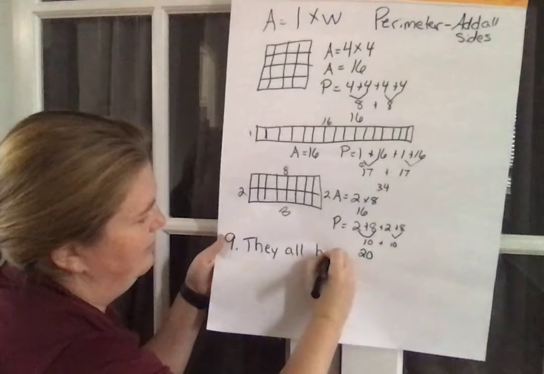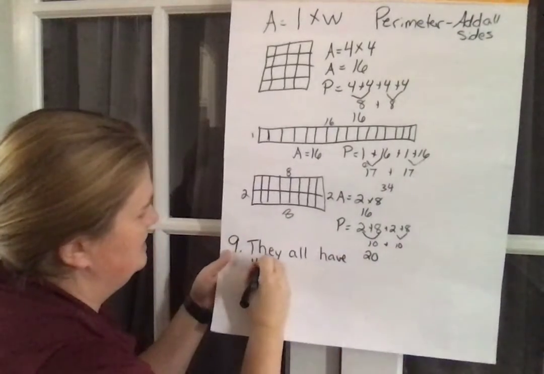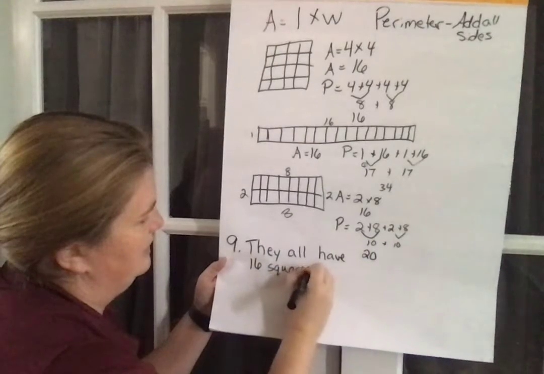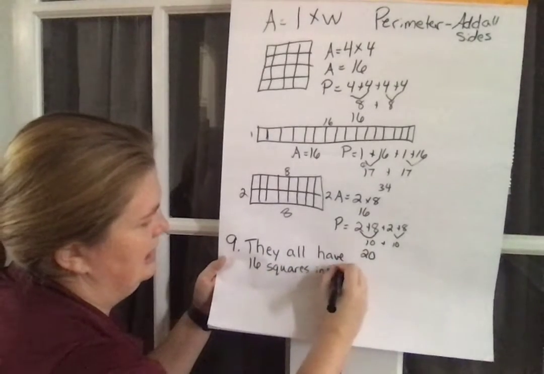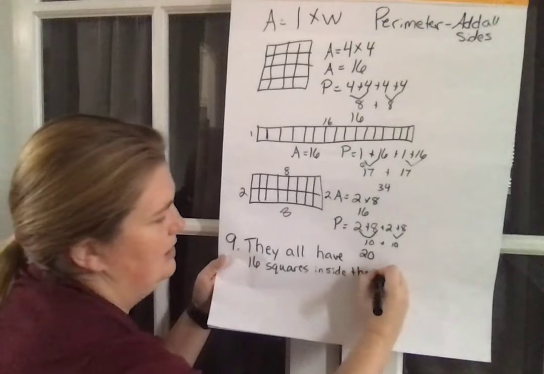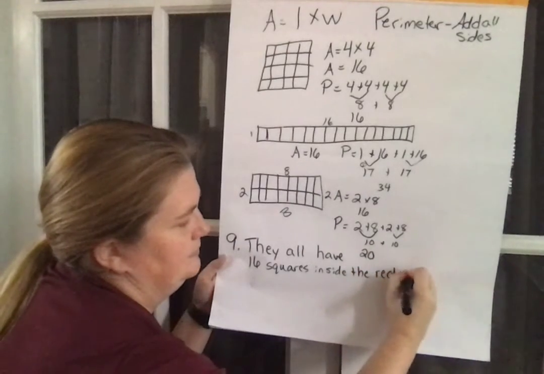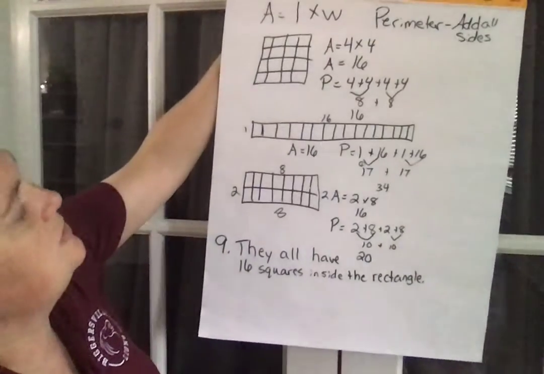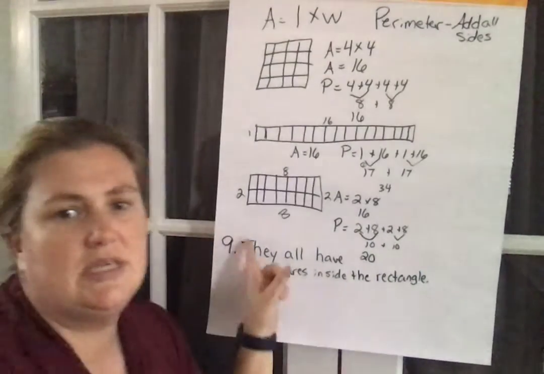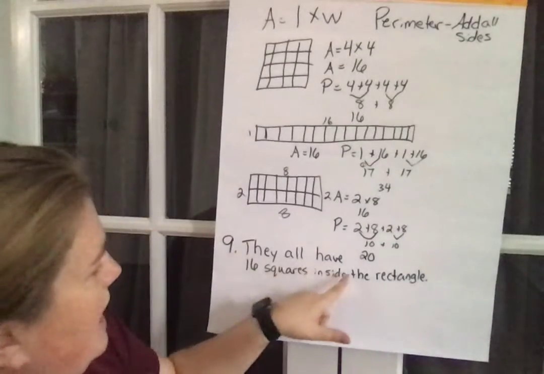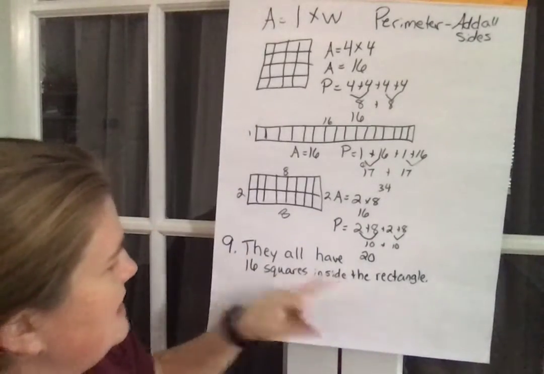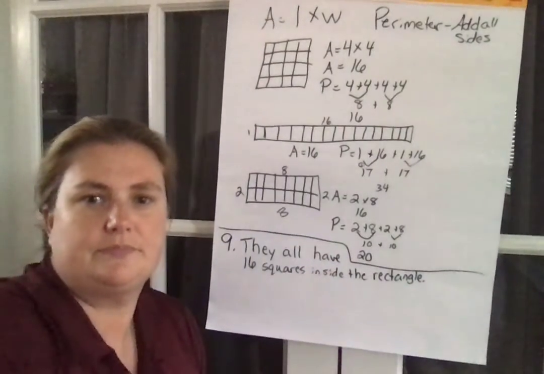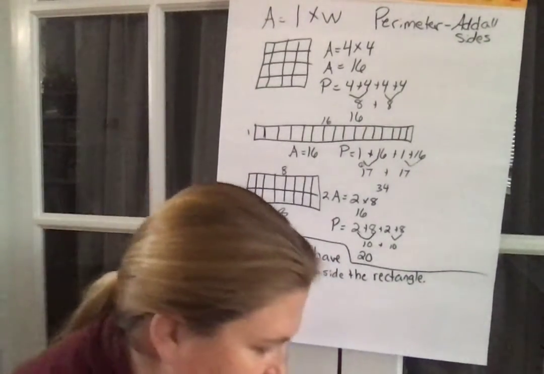They all have 16 squares inside the rectangle, because that's how we find area. We count the squares on the inside of the shape. So once again, number 9, they all have 16 squares inside the rectangle. All right, let's look at number 10.